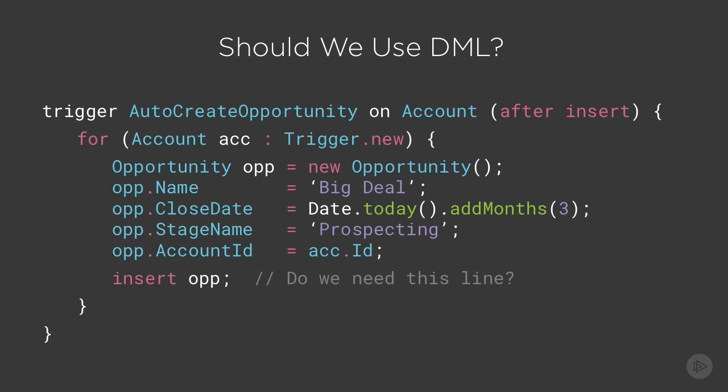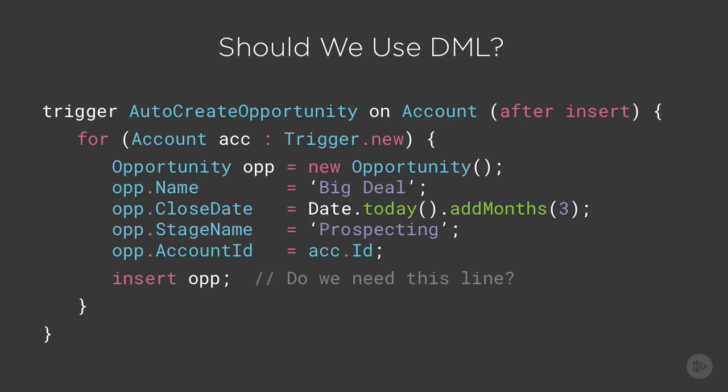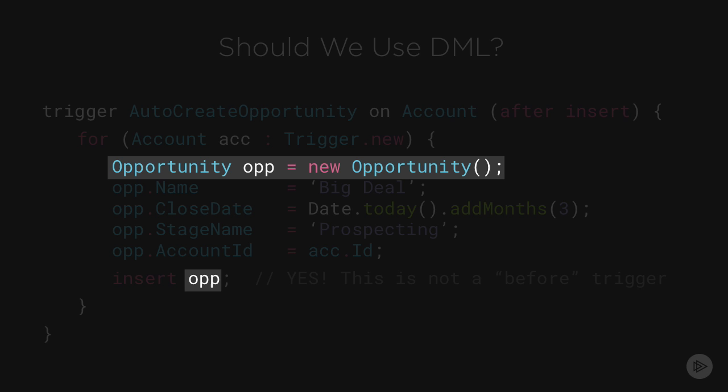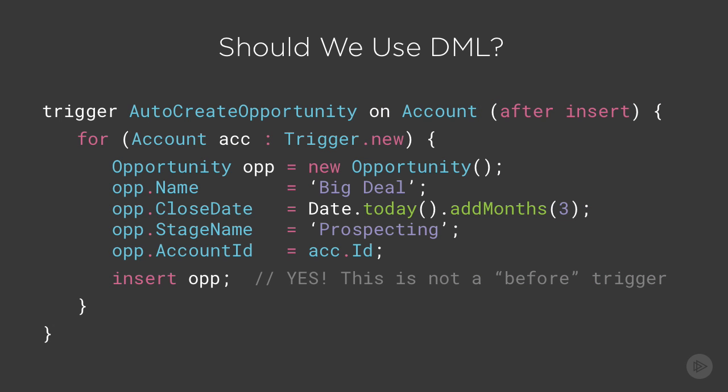Here's a trigger that creates a new opportunity every time an account is created. On the last line of code where we insert the opportunity, do we need it? Pause and think. The answer is yes. We need this DML statement because the record we're inserting is not part of trigger.new. Trigger.new in this trigger is every newly inserted account. Our DML statement is on a separate opportunity record that's being inserted.